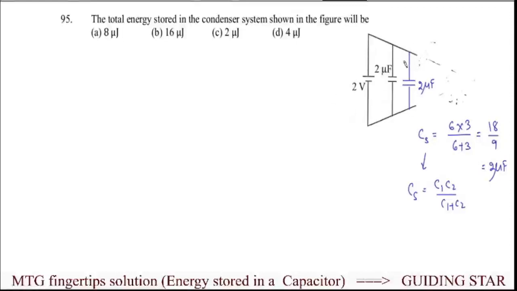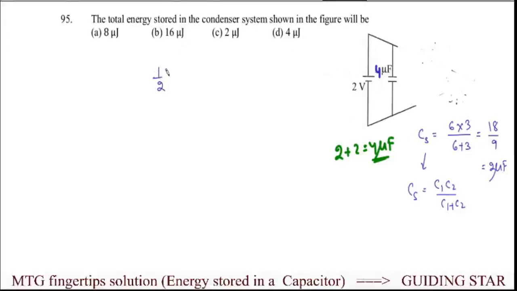That means their equivalent capacitance will be 2 plus 2, that is 4 microfarad. Right now we can remove these two. Clear? So this is not there. So this is of 4 microfarad. That means this 2-volt battery or cell is connected across a 4 microfarad capacitor. Then what is asked? What is the total energy stored?